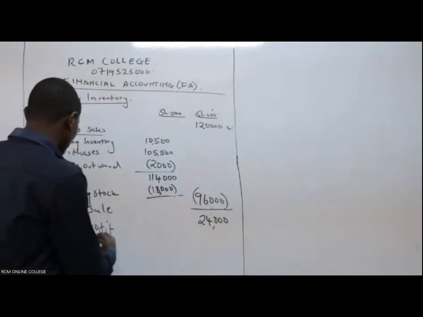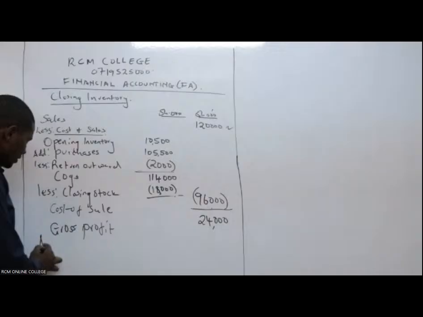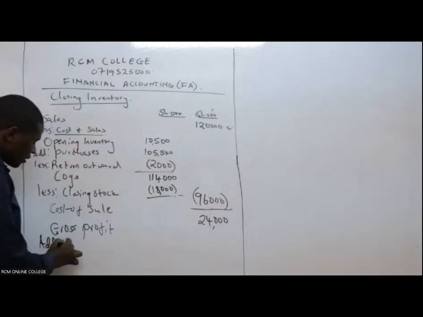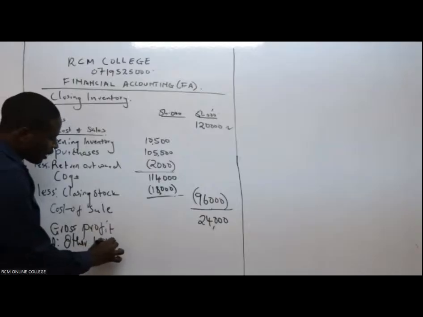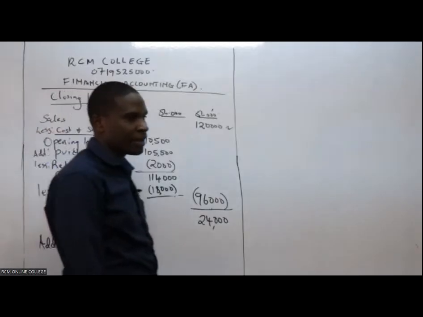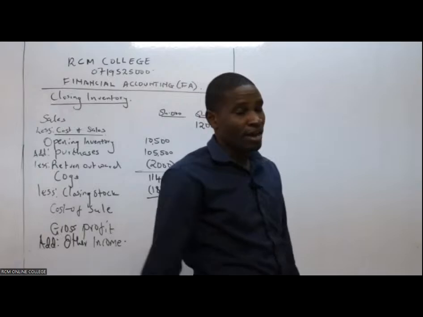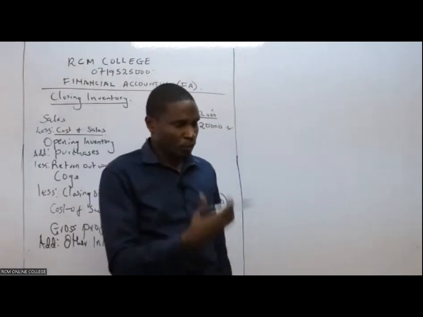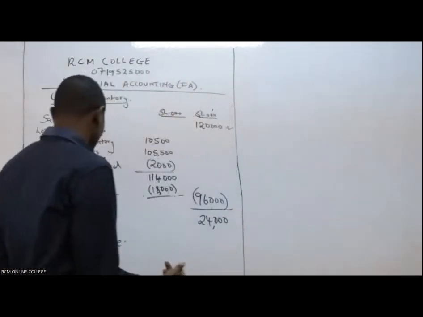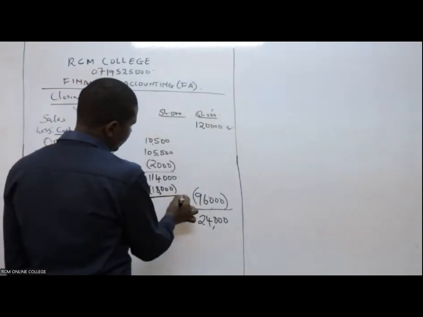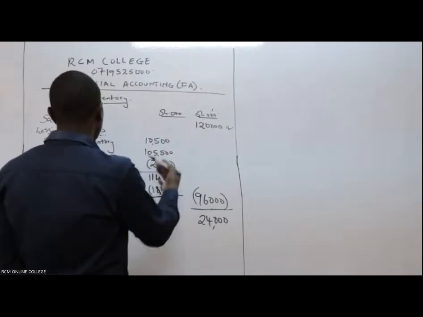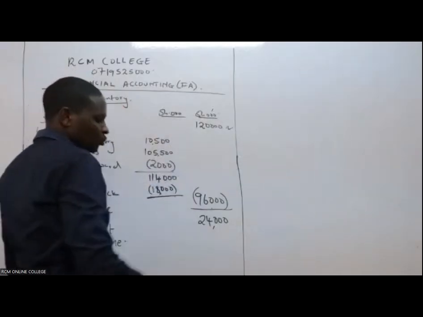Now we want to add any other income. So from the question, can you identify for me other income? For example, was there dividend received? Was there discount received? Discount received is an income. Now this one we can now change to our income statement.